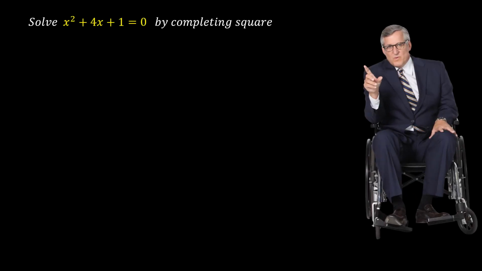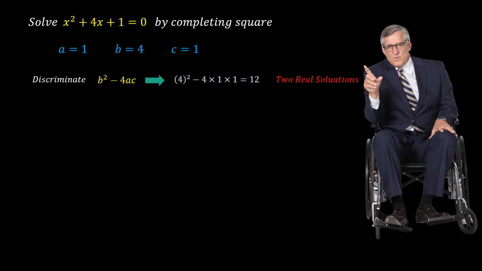See this example to show how to use completing the square to solve the quadratic equation. The first example here: solve x² + 4x + 1 = 0 by completing the square. In this case, a equals 1, b equals 4, and c equals 1 again. So step number one, I have to find the discriminant to know the number of solutions for this quadratic equation. By substituting in the formula, 4² minus 4 times a, which is 1, times c, which is 1, the answer is 12. So that means I have two real solutions.